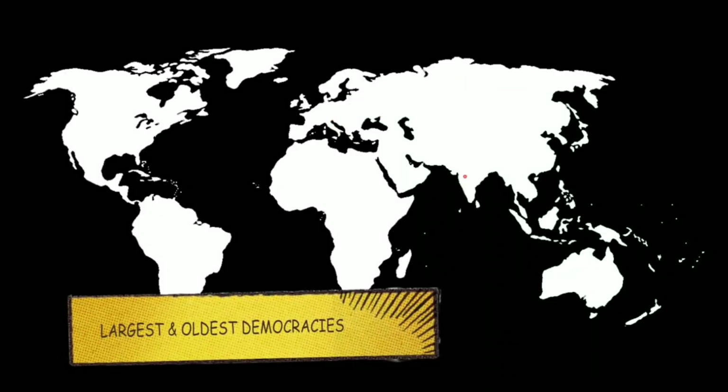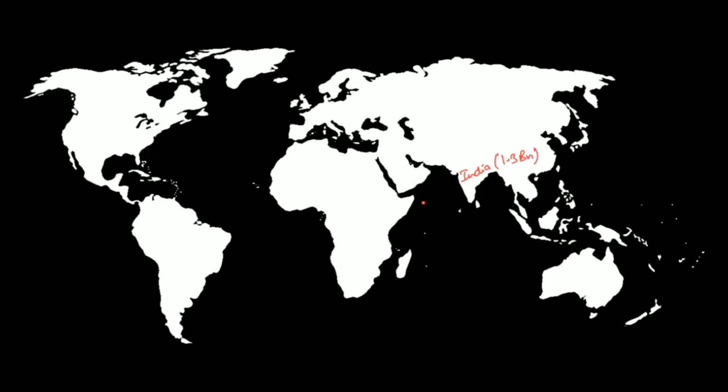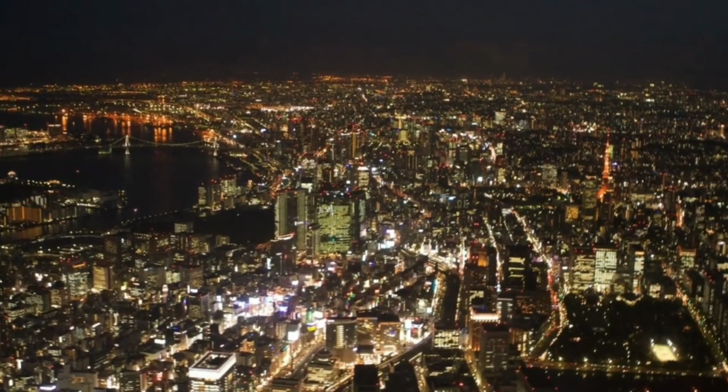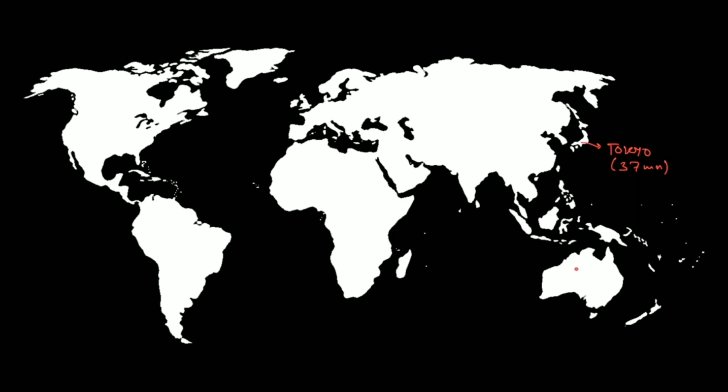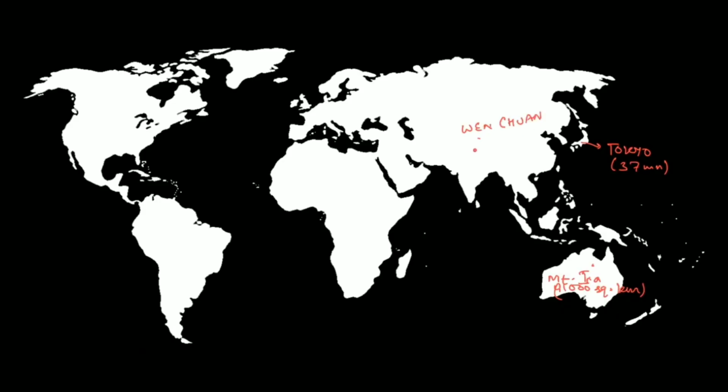The largest democracy is India, with roughly 1.3 billion people, whereas the oldest democracy is USA, dating back to 1788. The largest city in population is Tokyo, with a population of roughly 37 million. The biggest city in area is Mount Isa in Queensland, Australia. It has an area of roughly 41,000 square kilometers. The highest city is Wenzhou in Tibet. It has an altitude of roughly 16,732 feet.